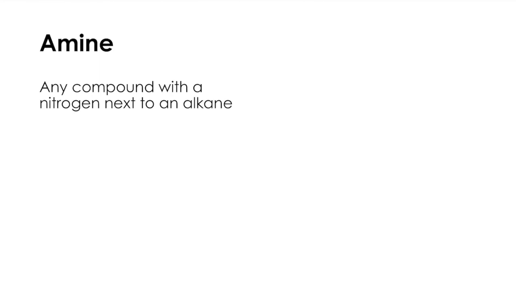Now let's start talking about compounds with nitrogens. An amine is essentially any compound with a nitrogen next to an alkane. So for example, this compound, nitrogen next to an alkane, that is an amine. The NH2 is just one type of amine. You can also have the nitrogen having one hydrogen and then another group on the other side. Or you could even have the nitrogen with two groups coming off of it like this.